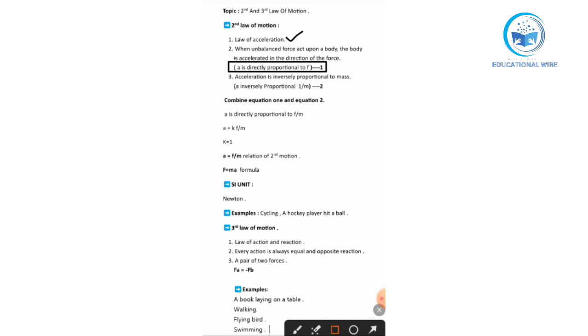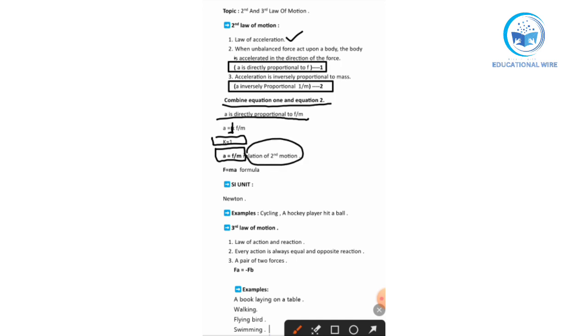Let's move further. So here the second equation also proves that A is inversely proportional to 1 upon m, meaning A is inversely proportional to mass. After that we combine equation 1 and equation 2 together. So we write here that A is directly proportional to F and inversely proportional to m. When we remove the proportional sign, we get K, and K is a constant. We use a temporary K value, that is K is equal to 1. When we put 1 here, it multiplies with the complete value, and it becomes A is equal to F upon m. And this is the relation of the second law of motion.